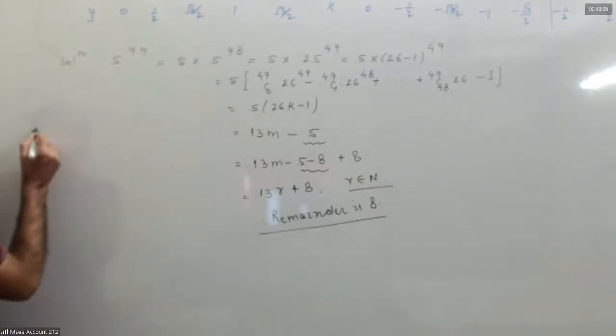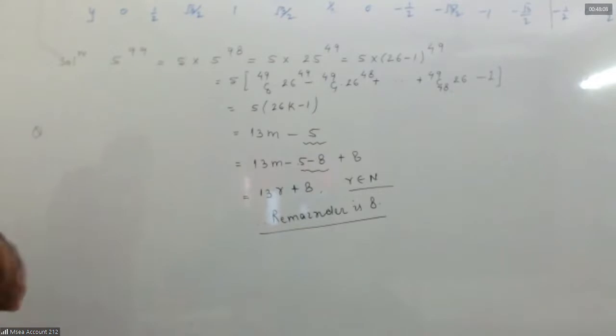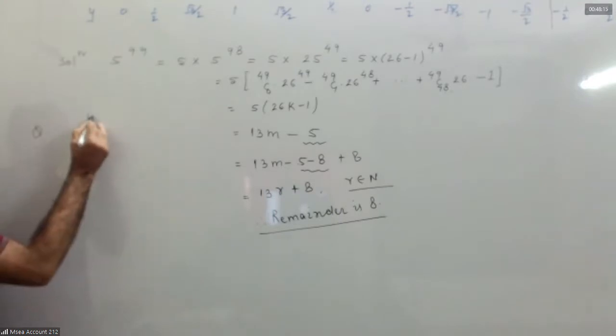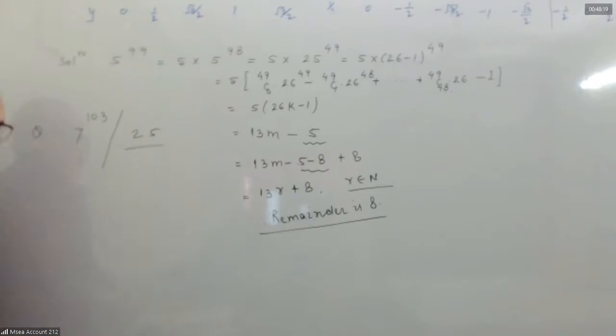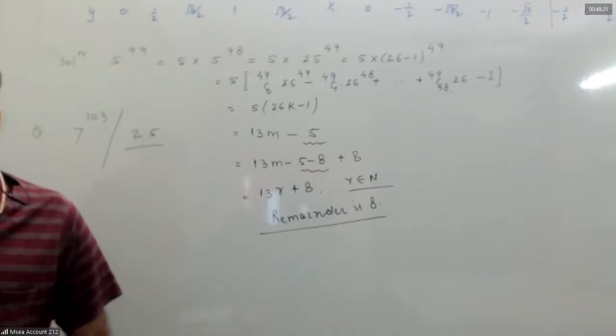Next question. Find remainder when 7 to the power 103 is divided by 25. Similar way.